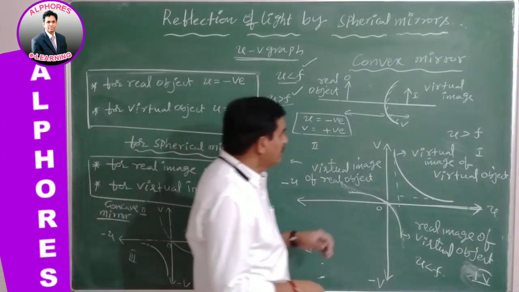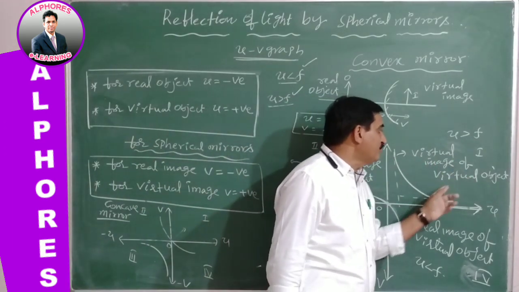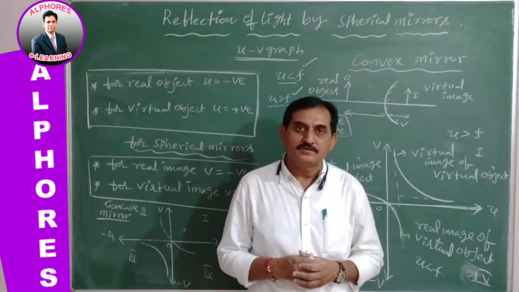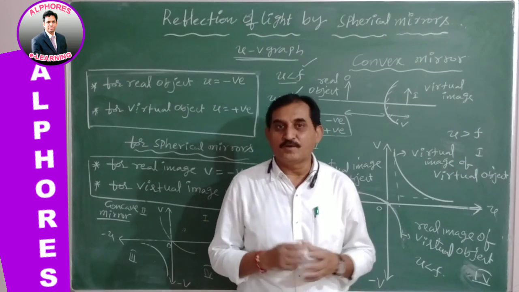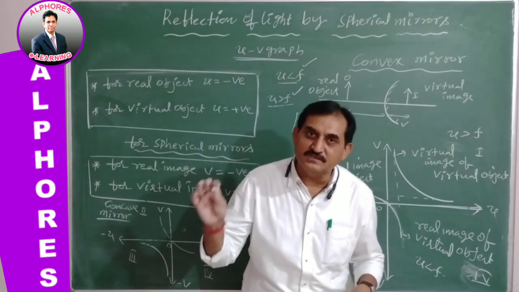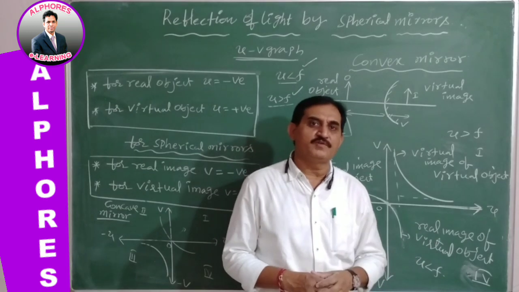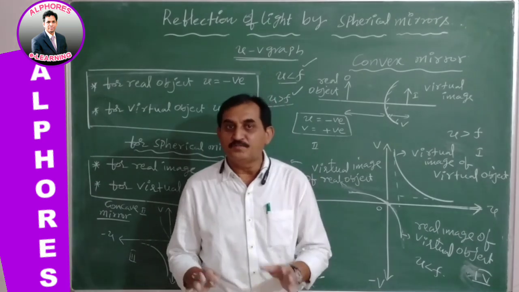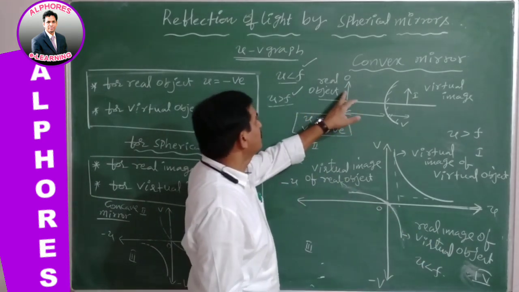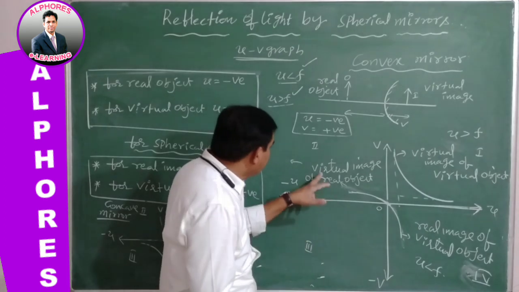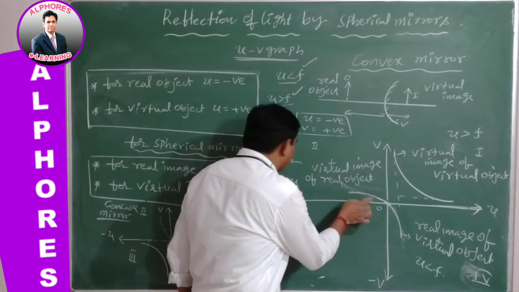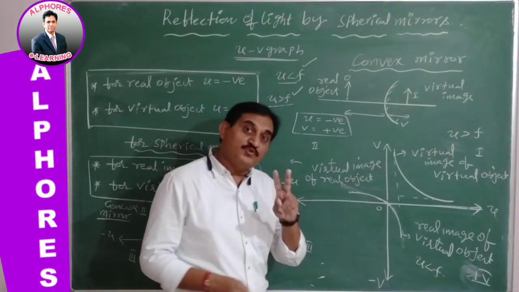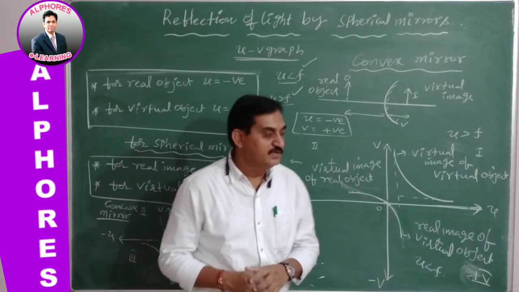Once again I remind you: convex mirror gives virtual image of real object always. If the object is real, it always gives a virtual image. There is no other option at all whenever the object is real. So this is the fundamental basic case. The relevant part of the graph is shown extending in the second quadrant. Next, two more specific cases are there.